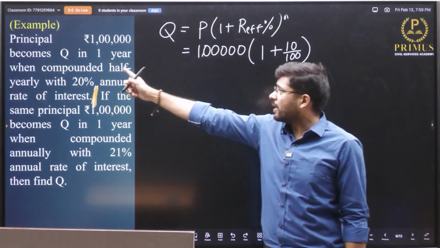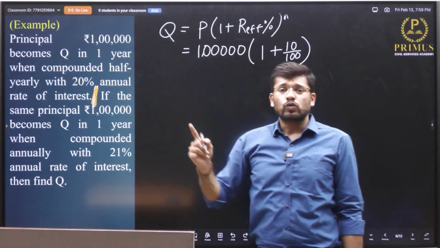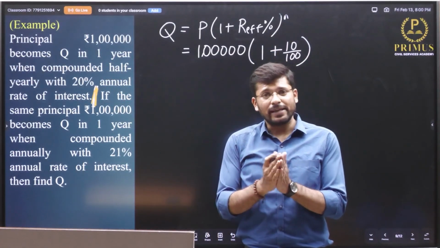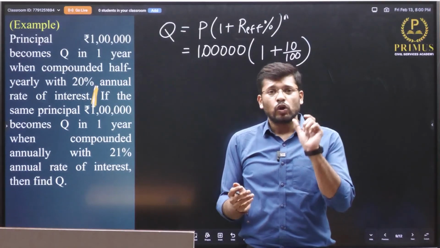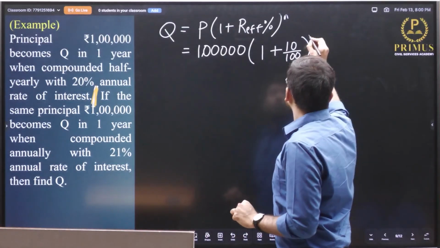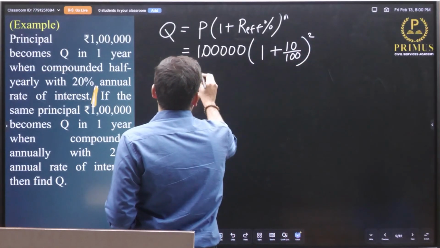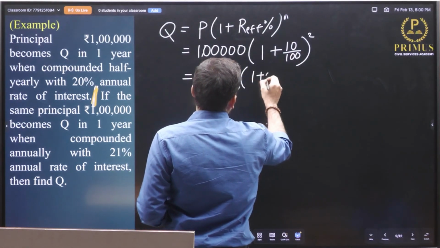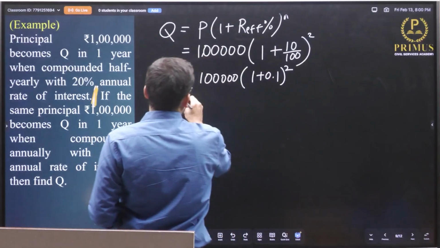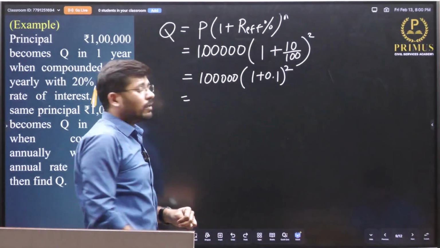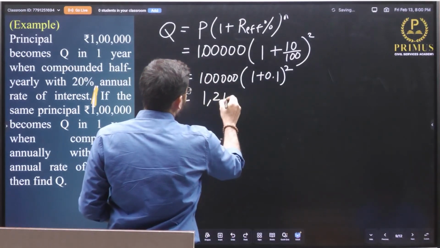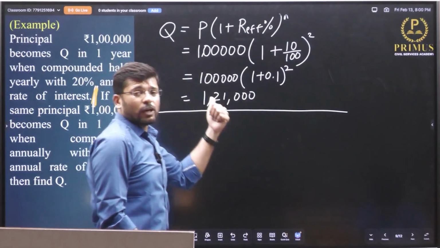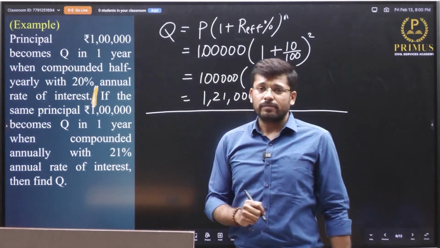And what is the total time period? The total time period is 1 year. So N is given by the total number of cycles in the given period, and here that given period itself is 1 year. So there will be 2 compoundings. So this will be 2. So this value will be 1 lakh and this is 1 plus 0.1 whole square. Actually, we have already solved this question. So this comes to be 1,21,000 rupees. Done. Now let us solve this second part.